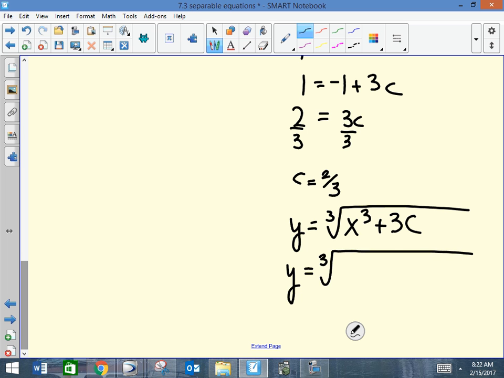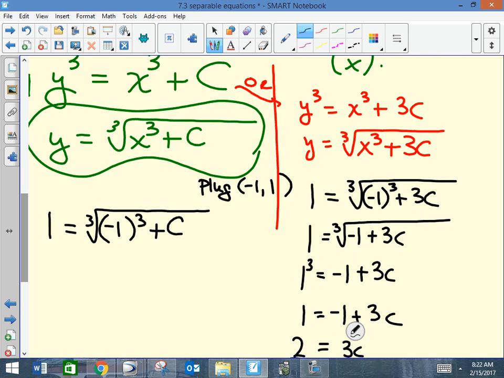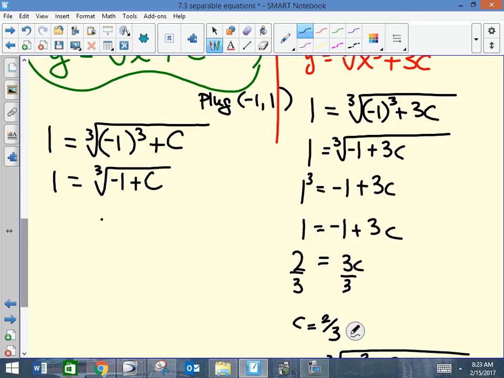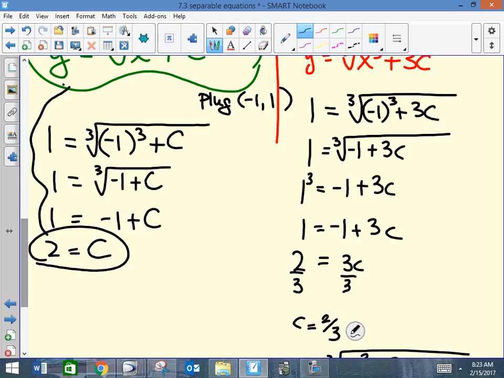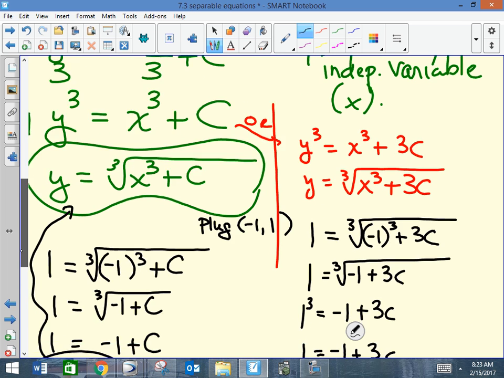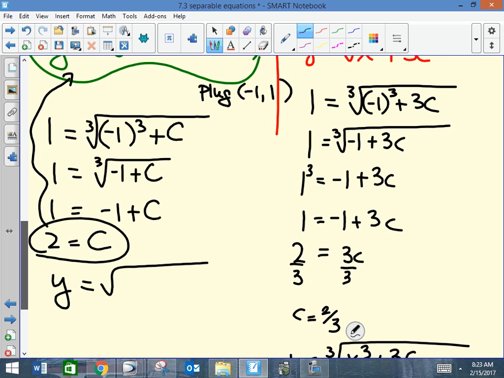Okay, I know you didn't get the same C because we did it differently. What did y'all get for C? You got 2 and now 2/3, right? Okay, did anybody not get C? Okay, C goes back into your general solution. We've done this before. So y equals, what's my equation? Cube root of x cubed plus C.